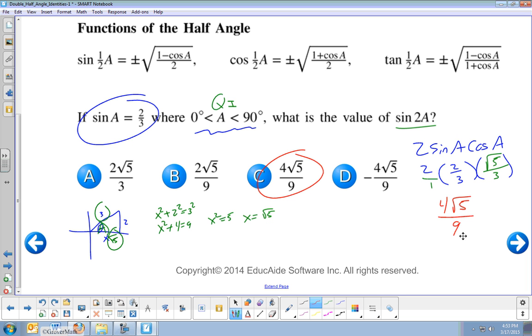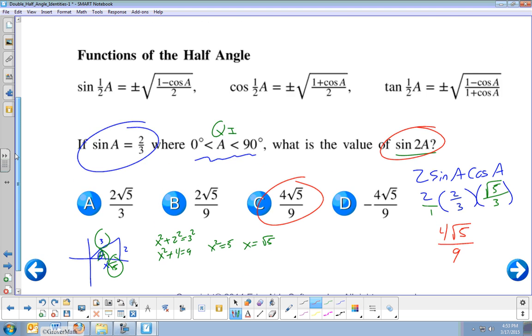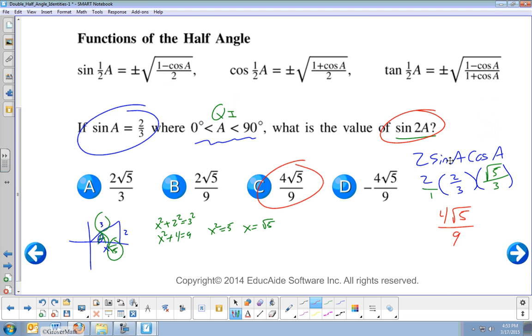I see if it can be simplified. It cannot. So a lot of it is just take a look at this, find its identity, write that down, and then fill in the values that you can, and you may have to draw a little picture and find a missing value now and then. Let's look at a couple other problems.